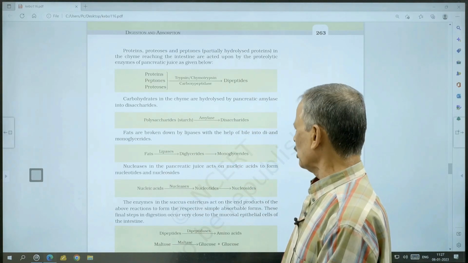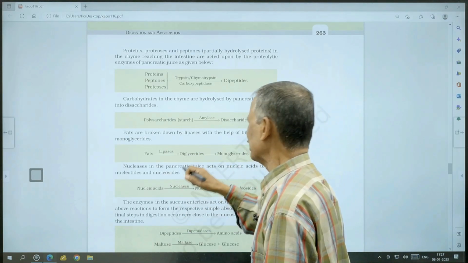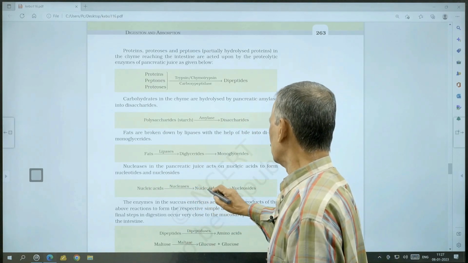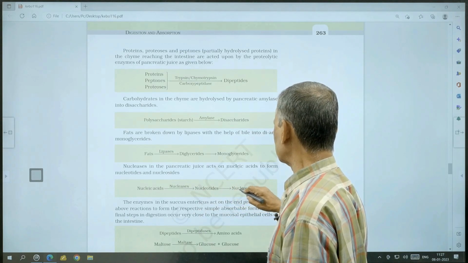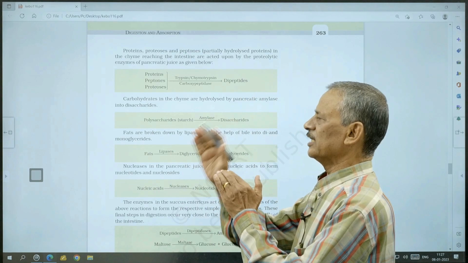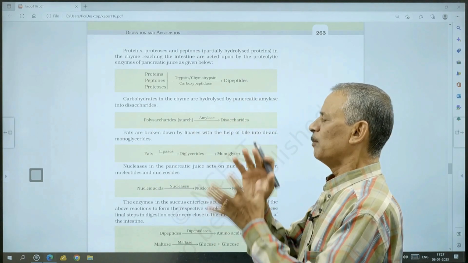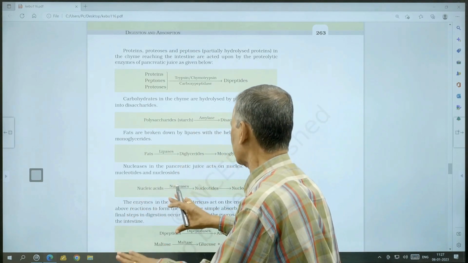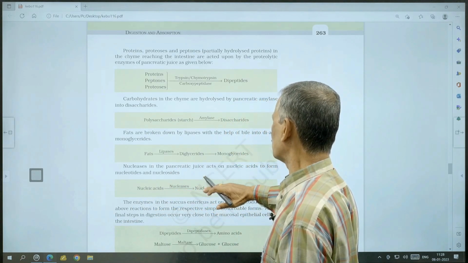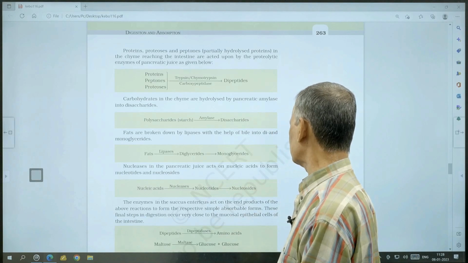Pancreatic juice alone contains nucleases which can act on nucleic acids, converting them into nucleotides, and during this process the ester phosphate bond between nucleotides is attacked. That is how the nucleic acids are converted into their monomer units called nucleotides. Okay.